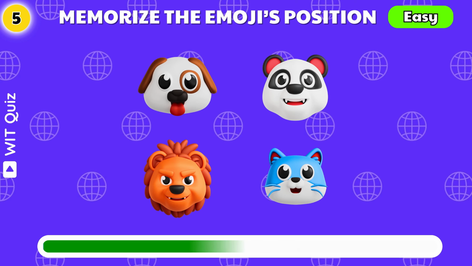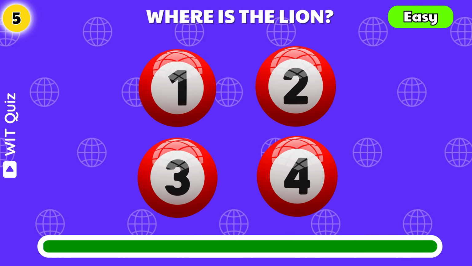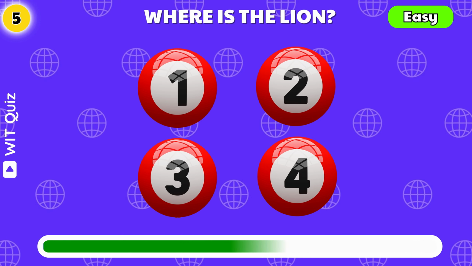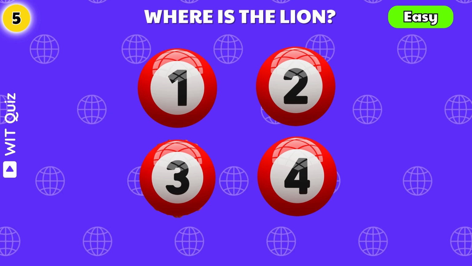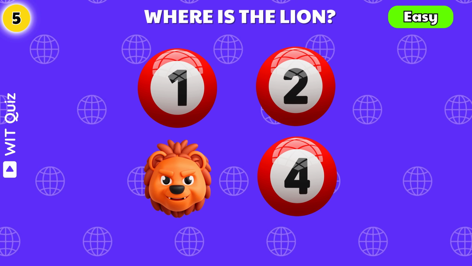Memorize the emoji's position. Now, where is the lion? Excellent. It's number 3.